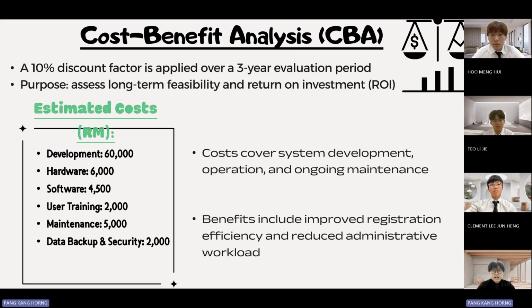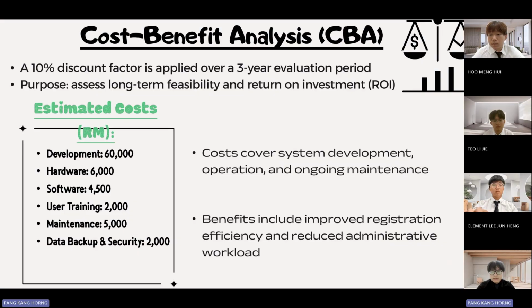For the cost-benefit analysis, CBA, a 10% discount factor is applied over a 3-year evaluation period. The purpose is to assess long-term feasibility and return on investment, the ROI. For the estimated costs, development is 16,000, hardware is 6,000, software is 4,500, user training is 2,000, maintenance is 5,000, and for data backup and security, we only use 2,000. The costs cover system development, operation, and ongoing maintenance.